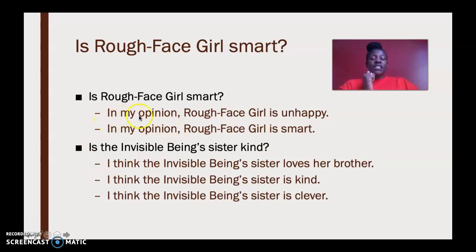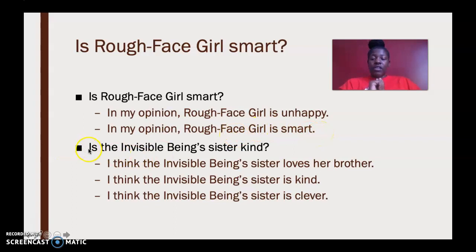The first one does start out correctly with the correct sentence frame, in my opinion, but then the writer goes on to say that she's unhappy, and that's not the question that was being asked of you. You were asked, is the rough-faced girl smart? And so your answer to that would be, in my opinion, rough-faced girl is smart.